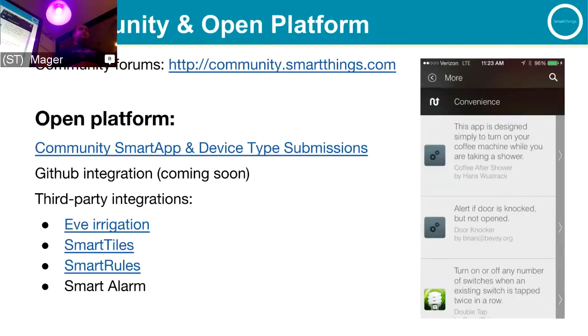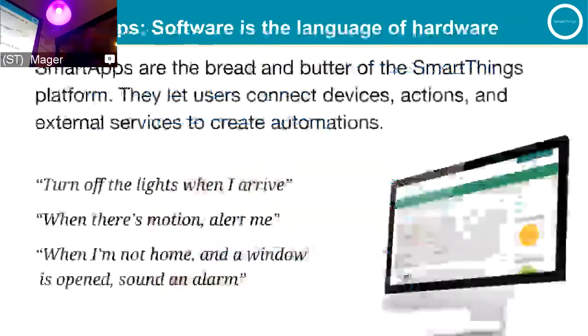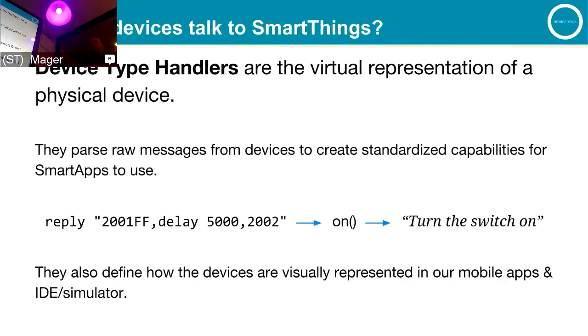Questions? Yes, you mentioned you can write a device type. What is actually the device type? It's the software side for a physical device. It's going to be how your physical device will take the Zigbee and Z-Wave commands and turn them into method calls that your SmartApp can use. You define capabilities in a device type.